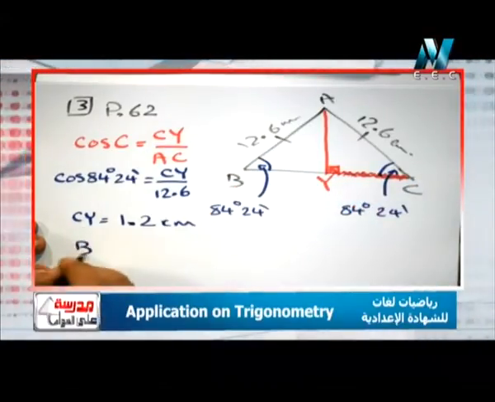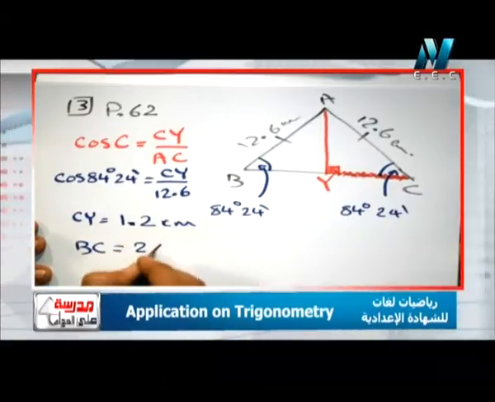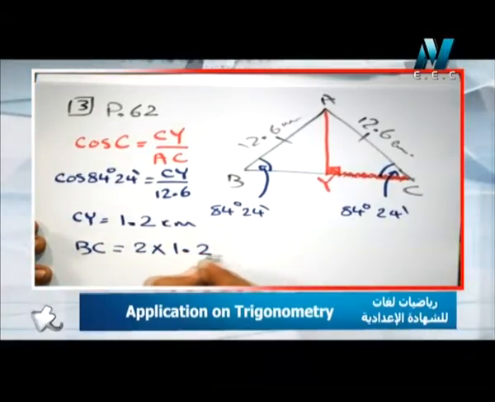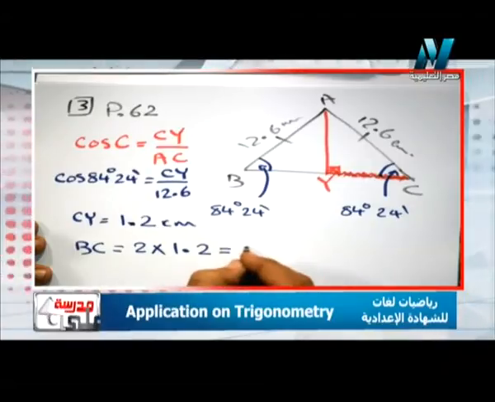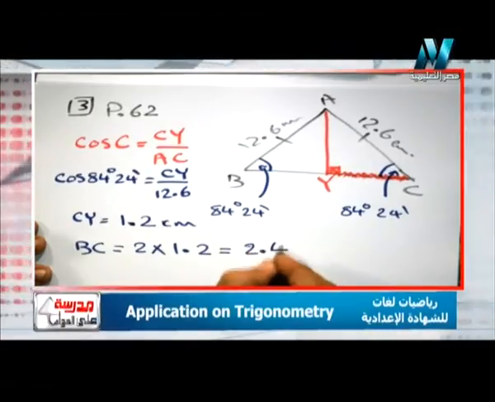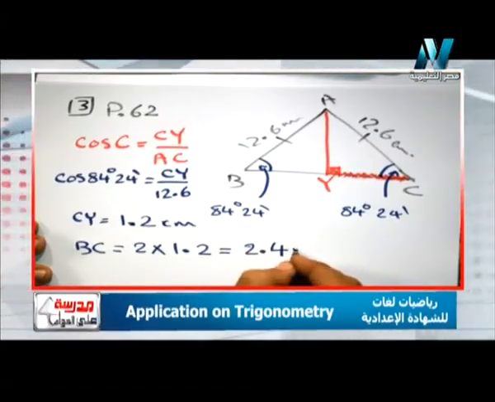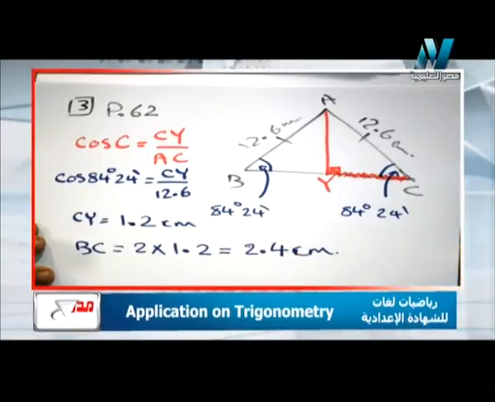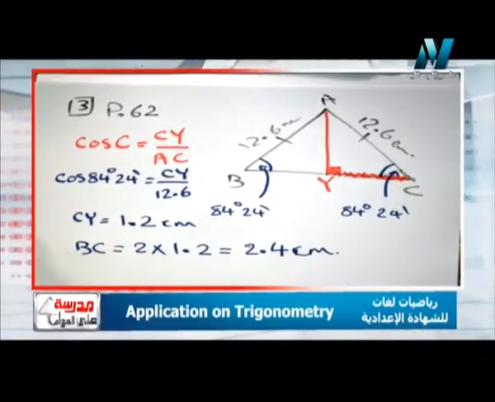So BC equals 2 times 1.2, and the answer will be 2.4 centimeters. So this is the length of BC that we have here in this exercise.